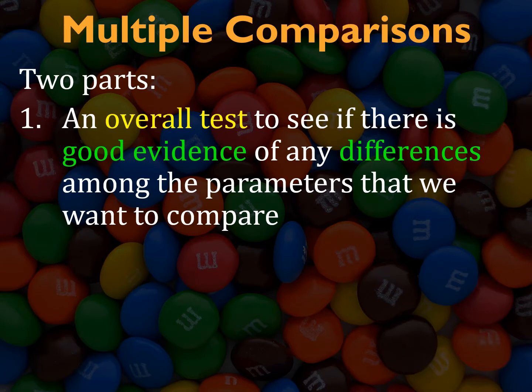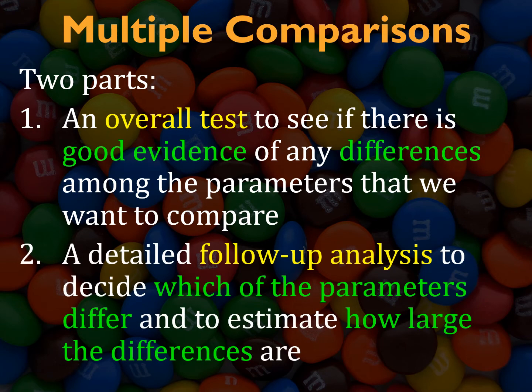So for multiple comparisons, we are going to do a two-part process. First is an overall test to see if there's good evidence of any differences among the parameters that we want to compare. That's the chi-square test we're going to look at today. The second step is a detailed follow-up analysis to decide which of the parameters differ and to estimate how large the differences are. This is when we would look at the contributions to chi-square, and detailed follow-up analysis is something beyond the scope of this class.